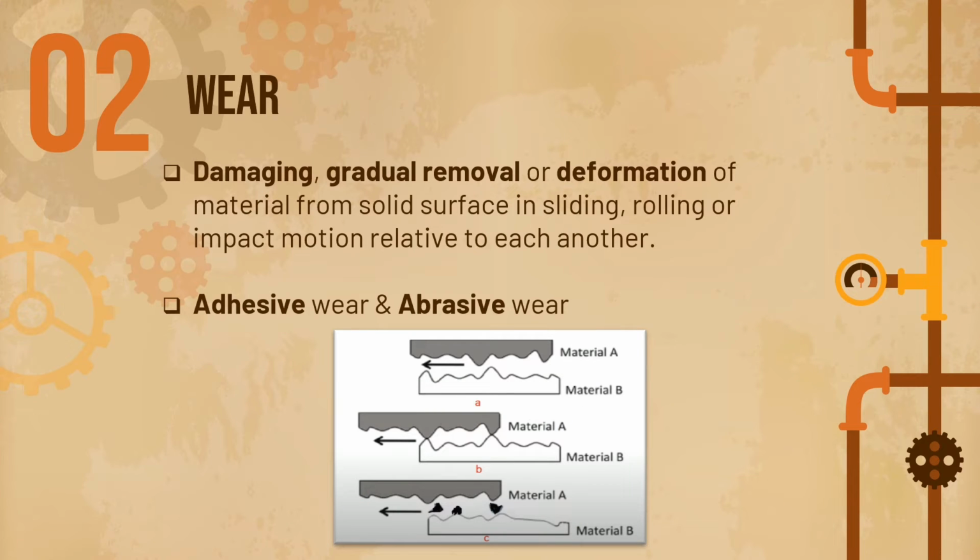Next, let's discuss wear. Wear can be defined as the damaging or deformation of material from a solid surface in sliding or impact motion relative to each other. There are two wear mechanisms, which are adhesive wear and abrasive wear.